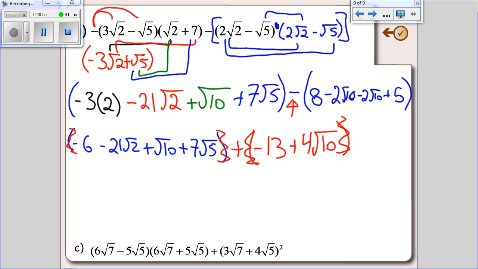Because we changed that sign to a positive, right? So it's like plus 8. Oh, yeah. Negative 21 root 2, can't do anything with it. Root 10, can we do anything with those? Yeah, what can we do? Find it over here. So we have plus 5 root 10. And the very last one, root 5 all by itself, can't do anything with it.